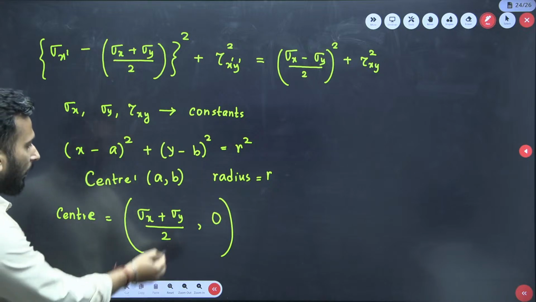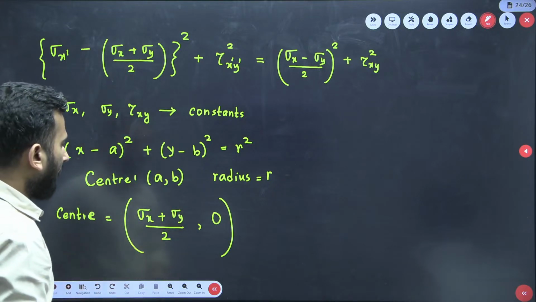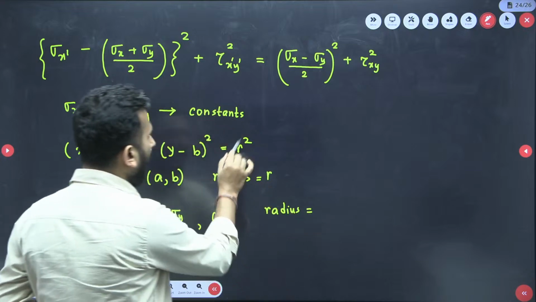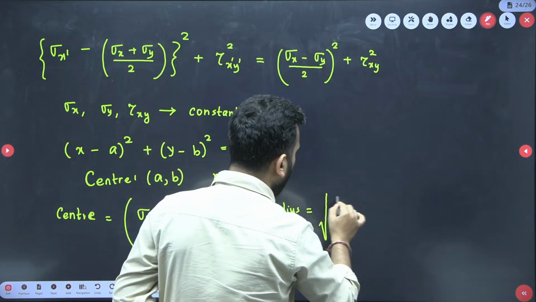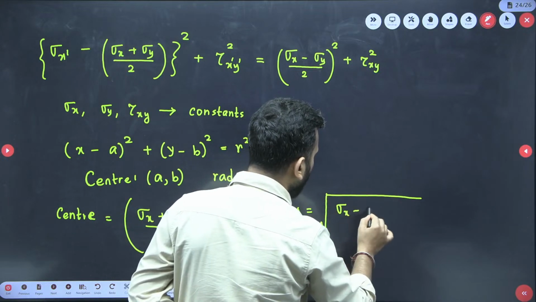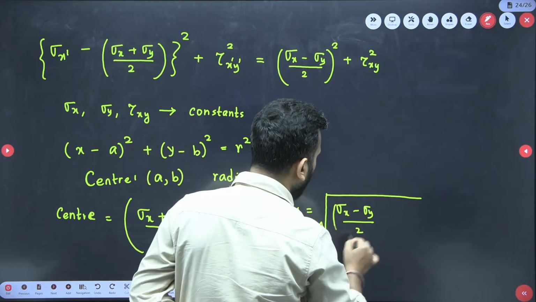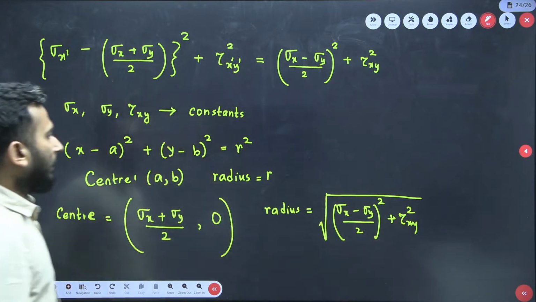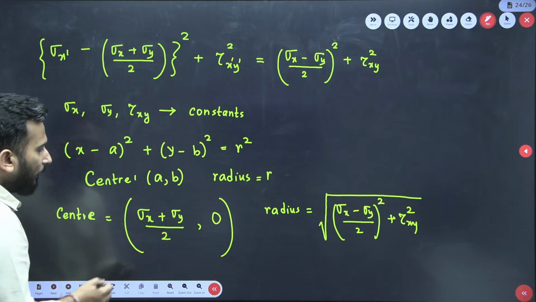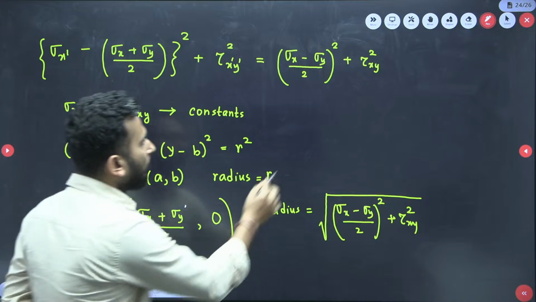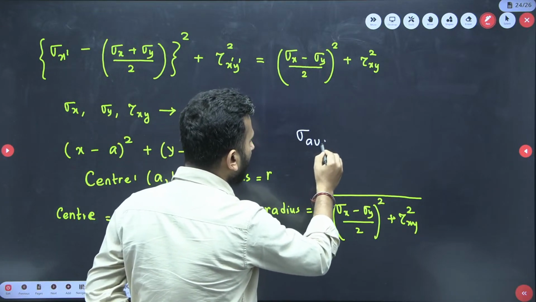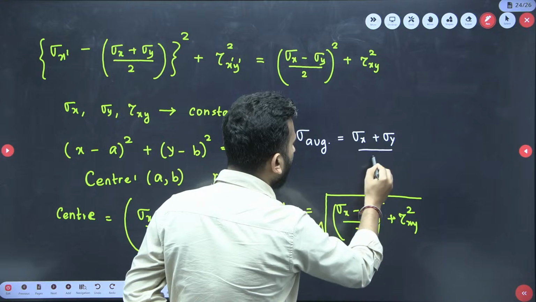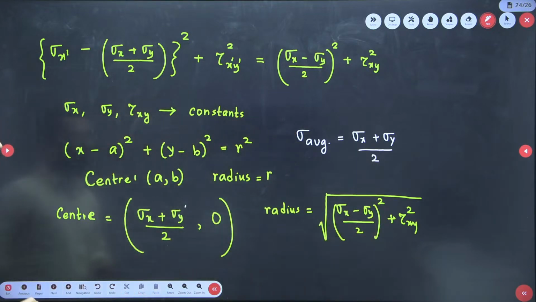So what did we notice? This is the value of the center, and the radius value is coming out to be r square, so r definitely must be the square root. Now if you see carefully, sigma x plus sigma y by 2 is nothing but the average normal stress.